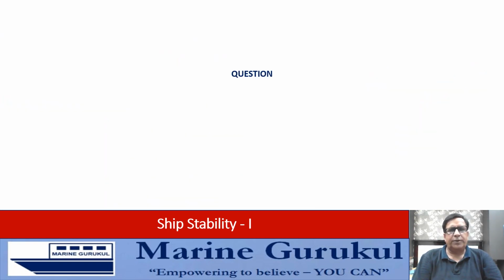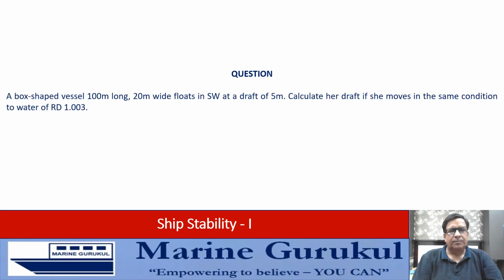Let's take one more question before closing the video. A box-shaped vessel, 100-meter long, 20-meter wide, floats in seawater at a draft of 5 meters. Calculate her draft if she moves in the same condition to water of RD 1.003.